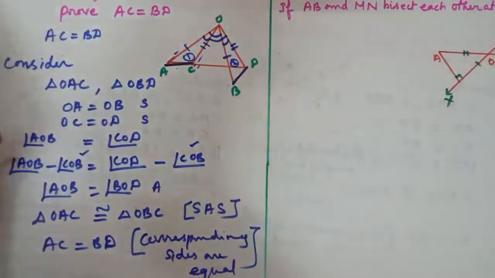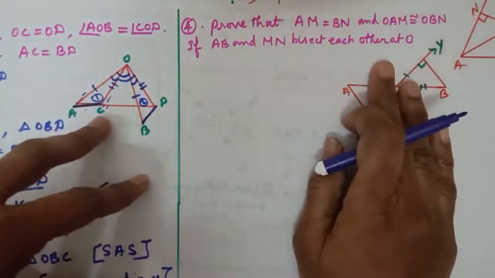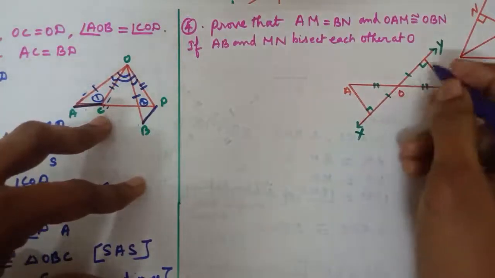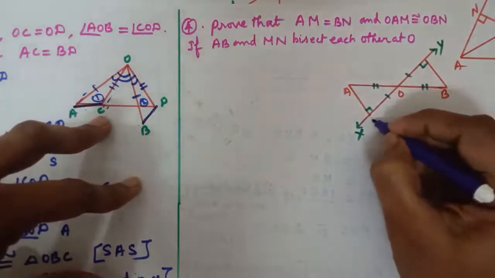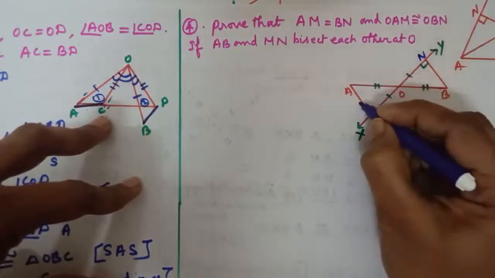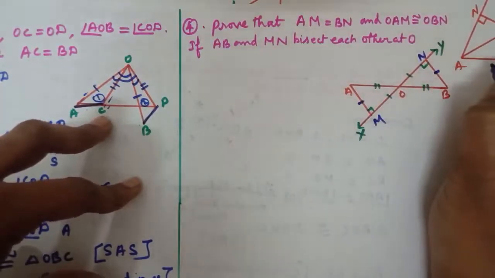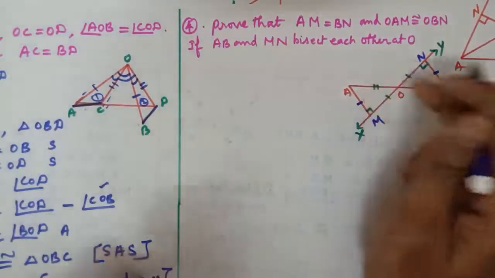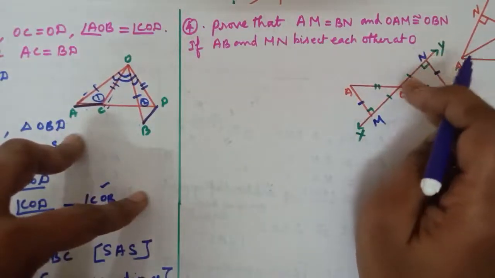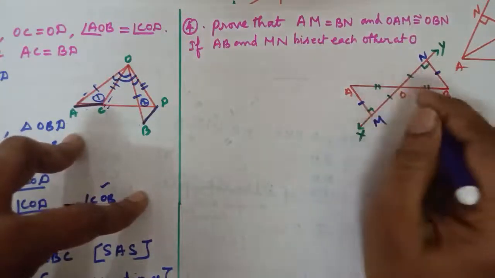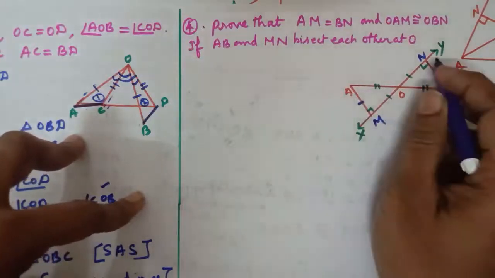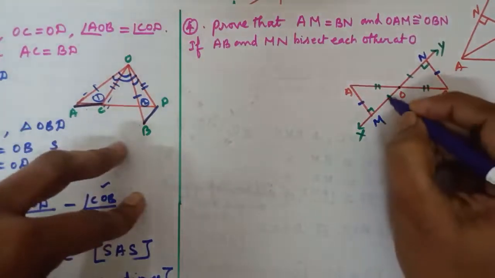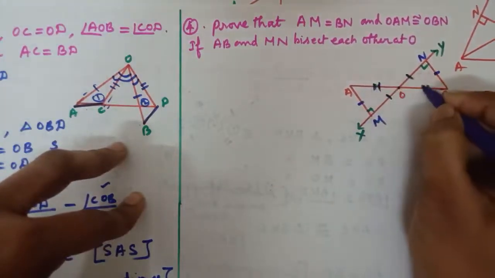Good. Then now let's move to fourth question. Prove that AM equal to BN. Where is AM equal to BN? Okay, here this is M, this is N. AM equal to BN, we have to prove. And triangle OAM is congruent to triangle OBN, so we have to prove these two triangles are congruent. If AB and MN bisect each other at O, then students, listen, we can say this side is equal to this side and this side is equal to this side, because they bisect each other at O.